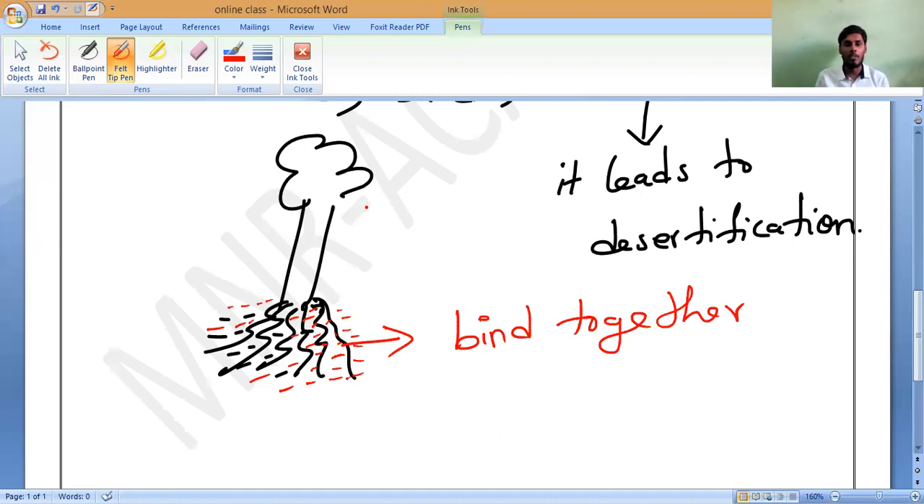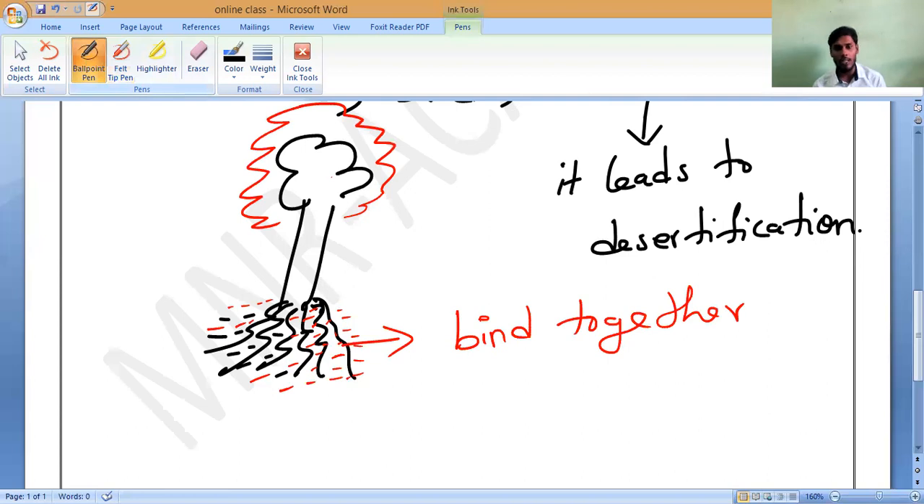Now suppose this plant is not there, then what will happen? Who can hold the soil? Nobody can hold the fertile soil. Yes or no? Yes, sir.